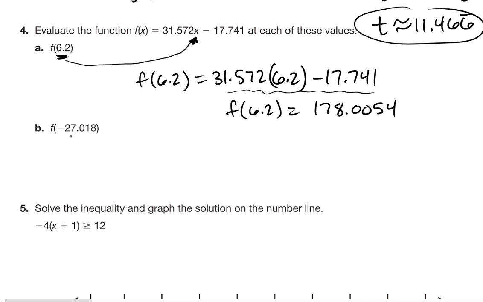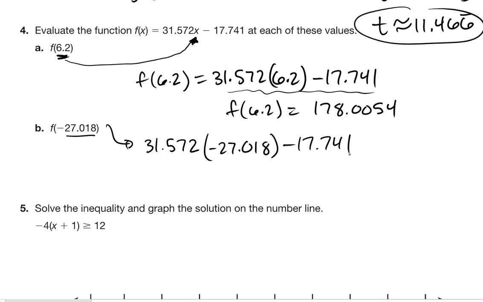Now, if f is negative 27.018, same sort of deal here. I'm going to take the 31.572, and I'm going to multiply that by this given x value, negative 27.018, and to that I'm going to subtract 17.741, and that gives me a value. And again, grab your calculator and practice that. Negative 870.753296.